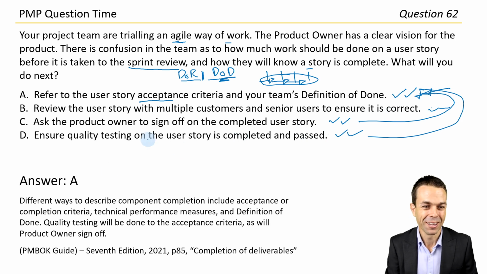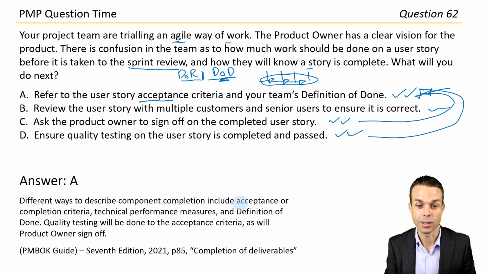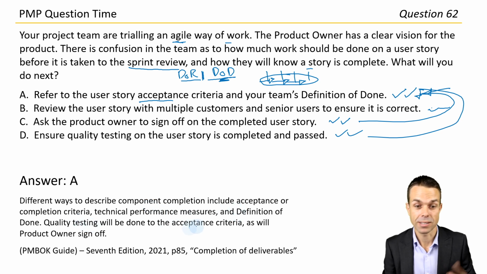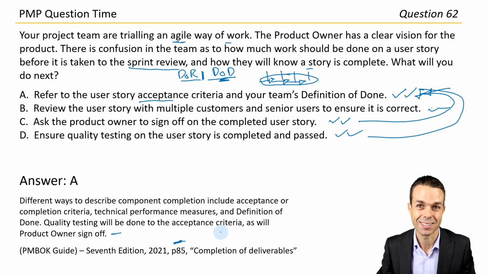All right, wonderful. Different ways to describe component completion include acceptance or completion criteria, technical performance measures, and the definition of done. Quality testing will be done to the acceptance criteria, as will the product owner sign off. So it all feeds into that acceptance criteria, into that definition of done. Page 85, completion of deliverables in the PMBOK Guide 7th edition.